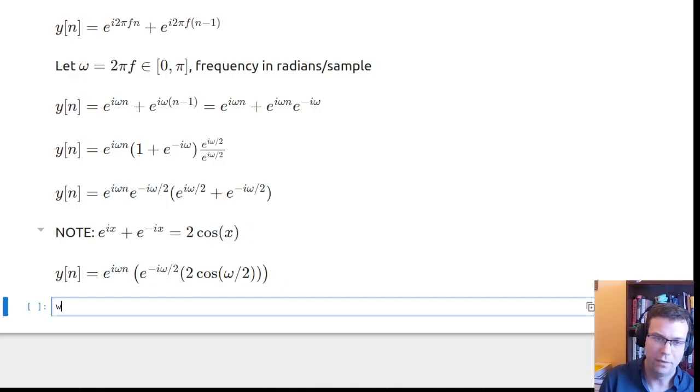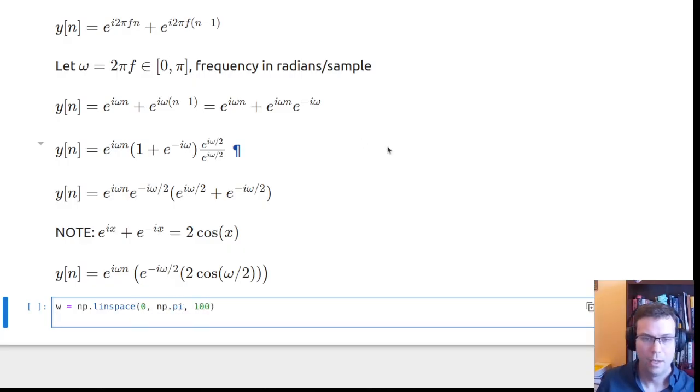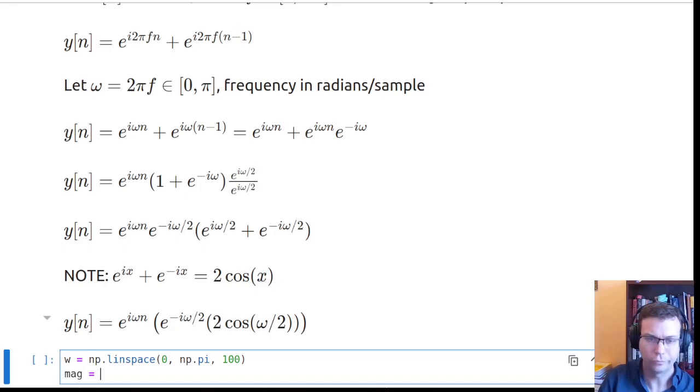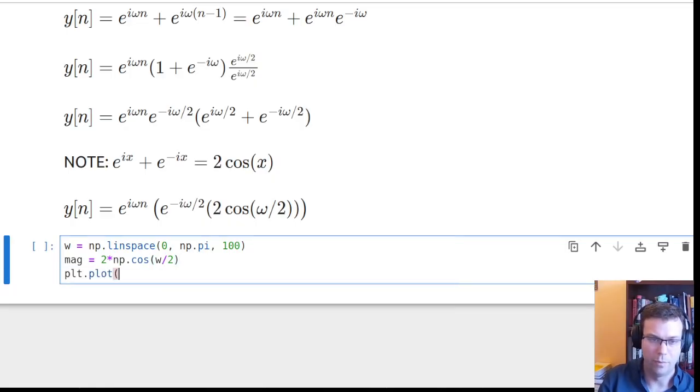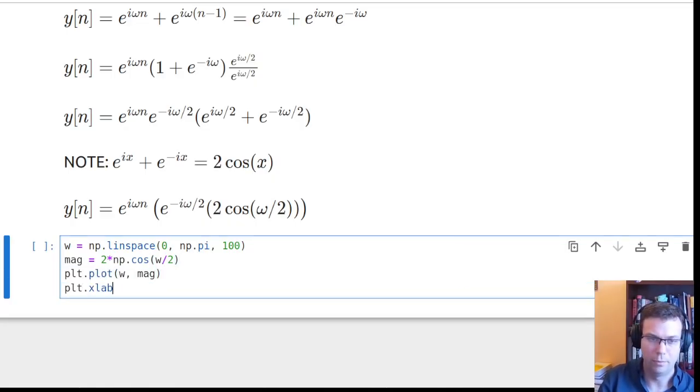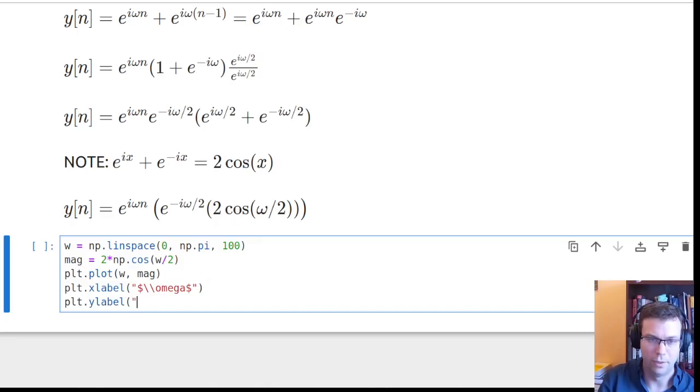So let me actually plot this. As I said, omega is supposed to be between 0 and pi. So if I say omega is equal to np.linspace 0 pi, let's look at maybe 100 samples of this. And let me just plot the magnitude part. So 2 cosine. So I'll say magnitude is equal to 2 cosine of omega over 2. And let me plot that versus omega. So I'll say plt.xlabel omega, and then plt.ylabel is magnitude.